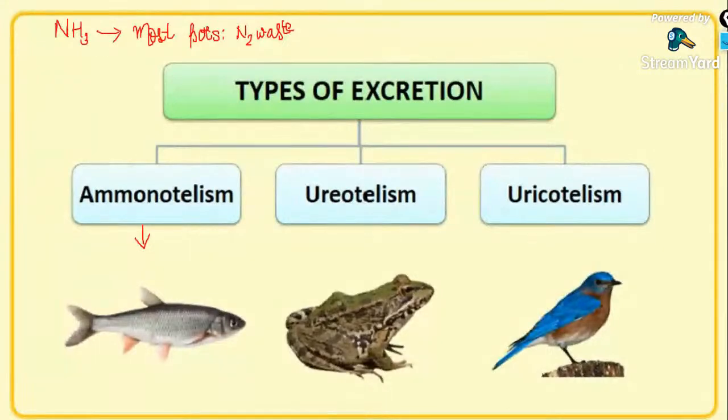And this ammonia is excreted. The organism that excretes ammonia must be an aquatic organism, because the excretion of ammonia requires a very large amount of water for its elimination, whereas uric acid will require only a very small amount of water.